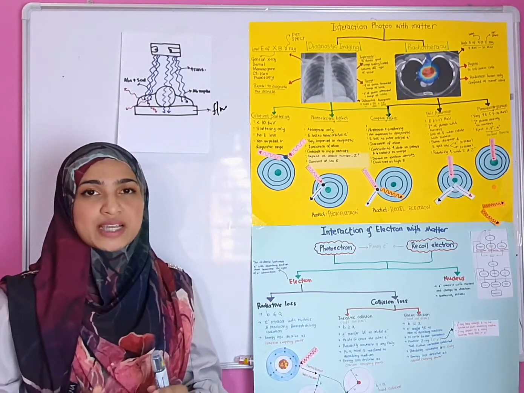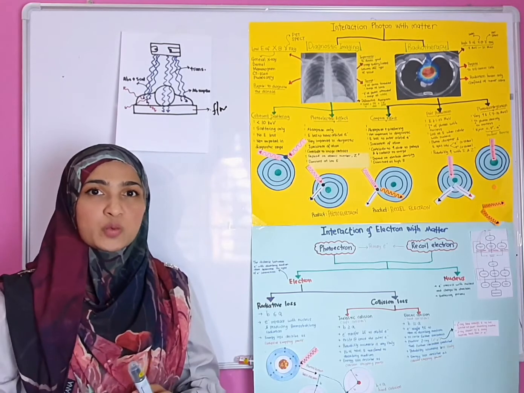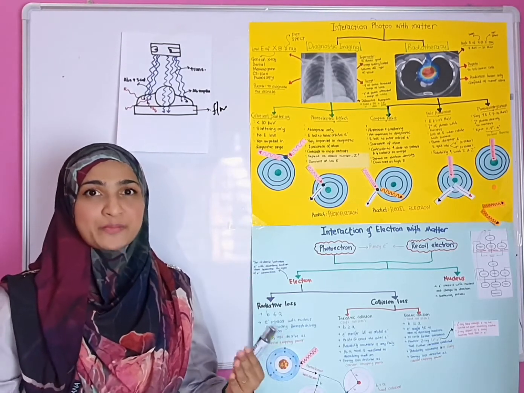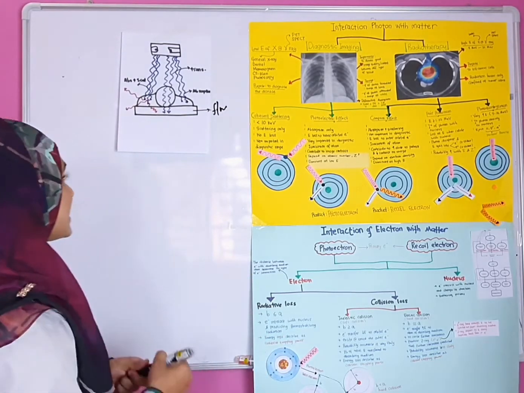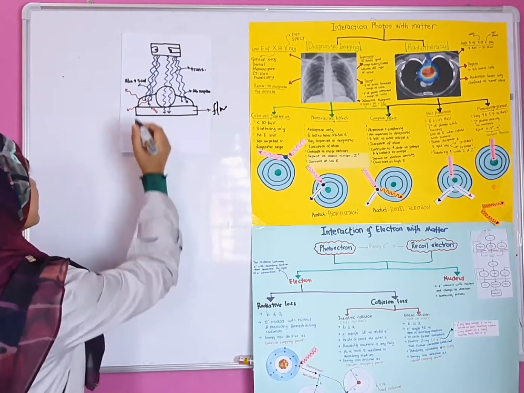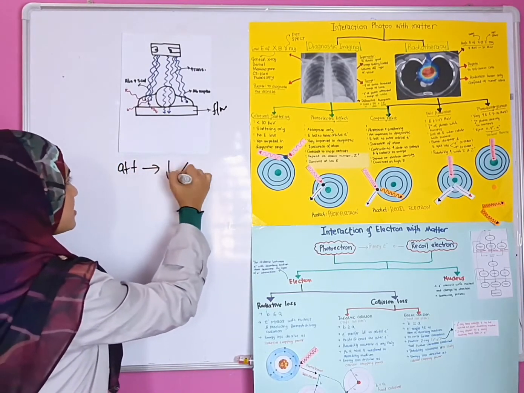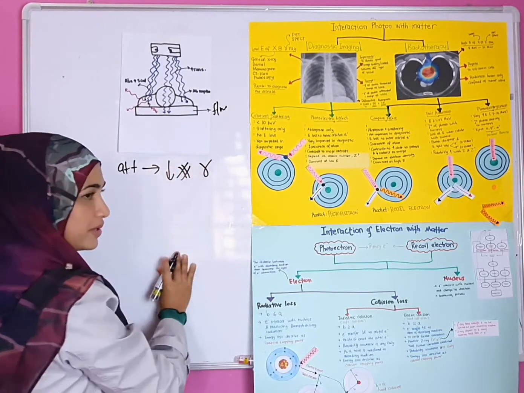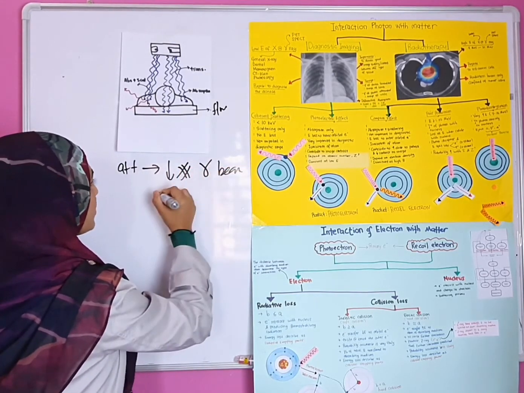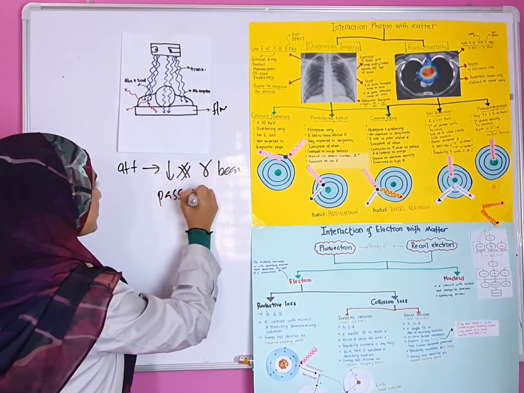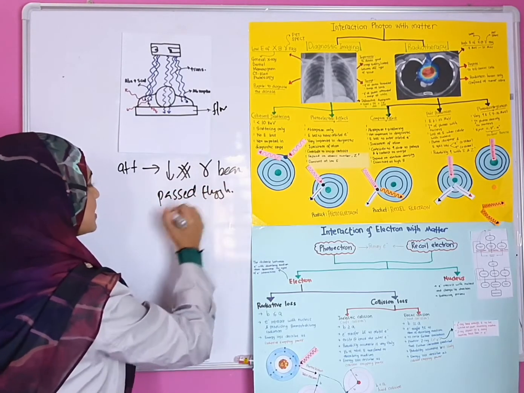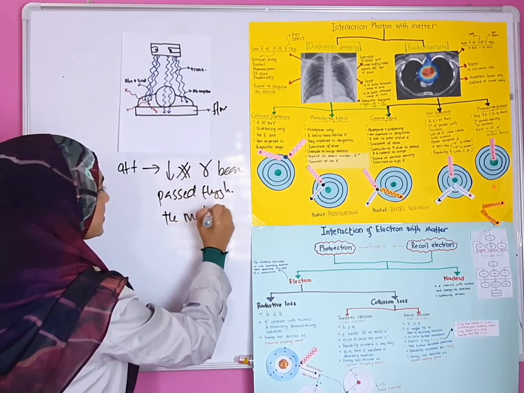In the session on interaction of radiation with matter, I'm going to briefly explain the attenuation process that happens when radiation impacts the patient's body. Firstly, what you need to know is that attenuation means the reduction in the number of photons in a beam when passed through the materials or the matter.